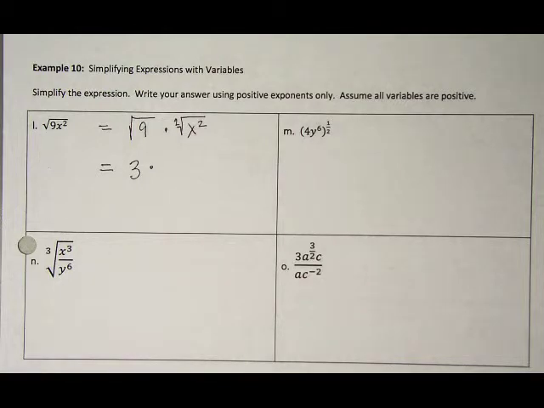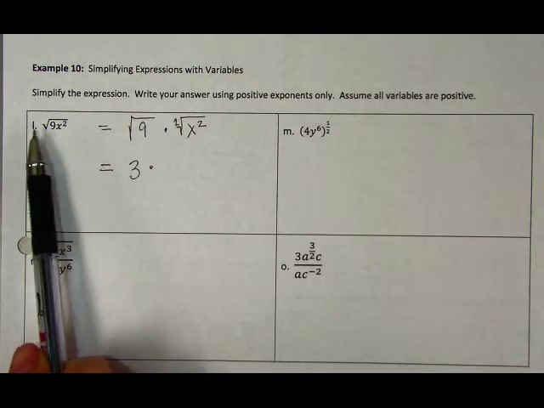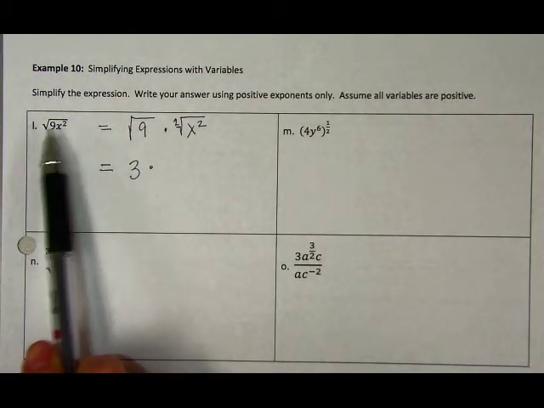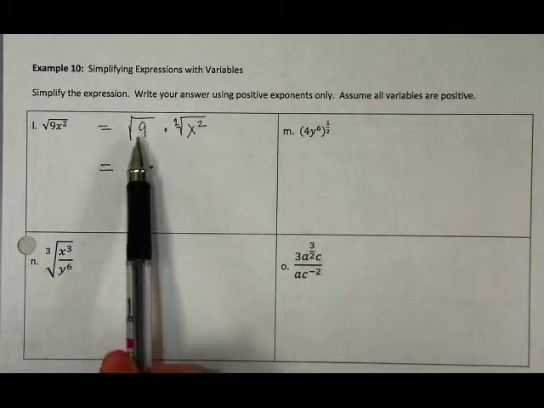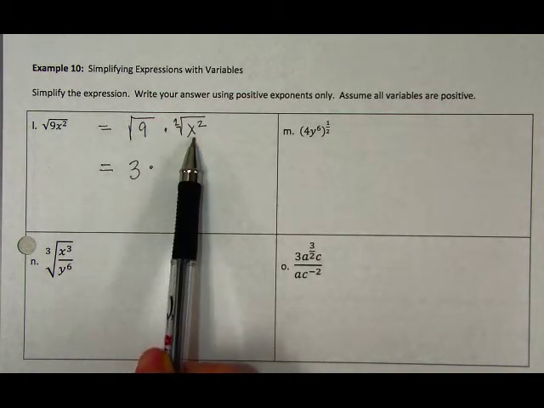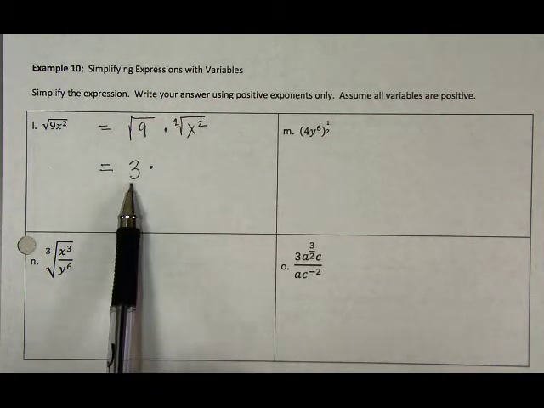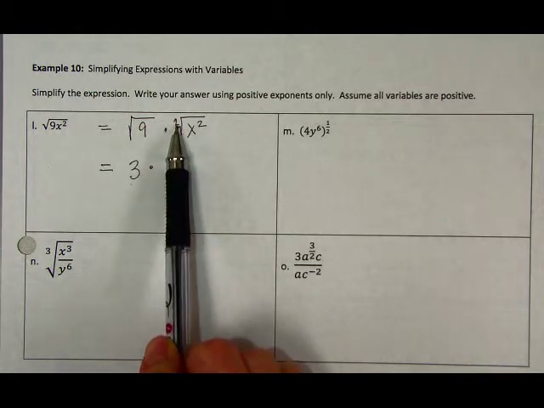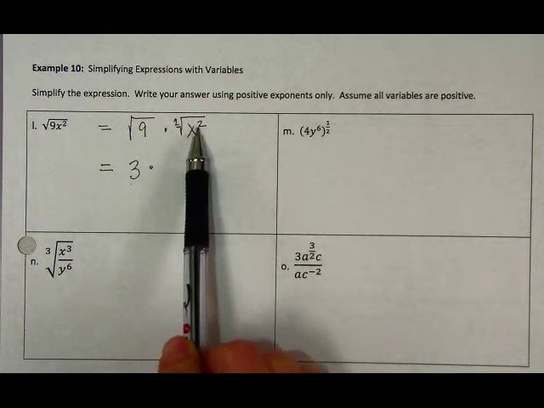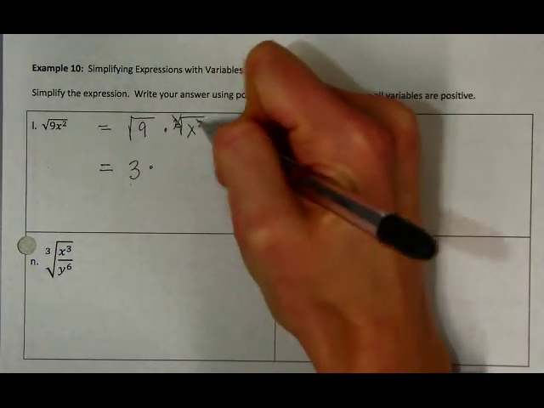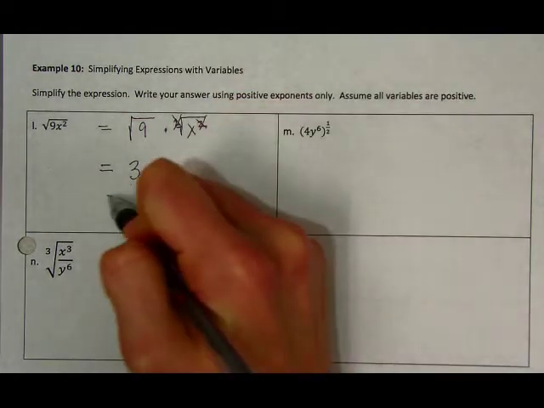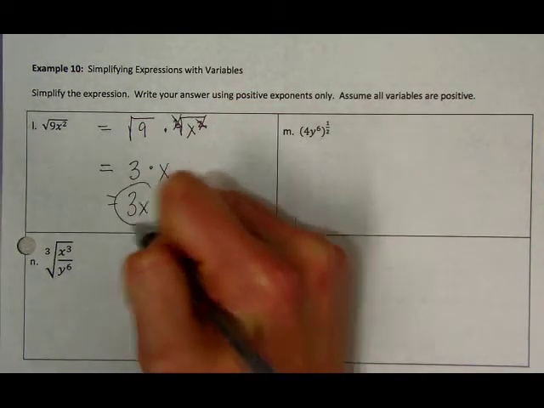I already started working on letter L, which is separating. We have here the square root of 9x squared. We're separating our inside values into two separate parts. The square root of 9 we know is 3. We're taking the square root of something that's squared, so we know that these two operations cancel out, so I'm left with x. So letter L should be 3x.